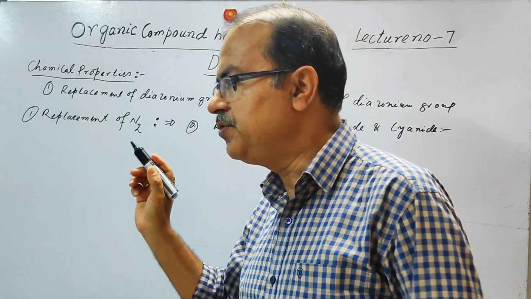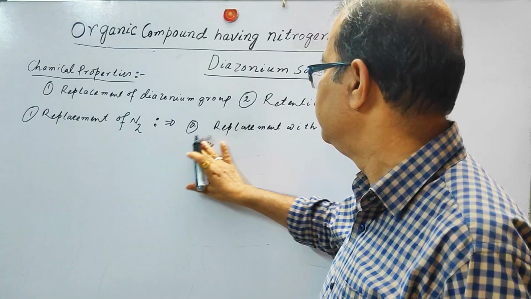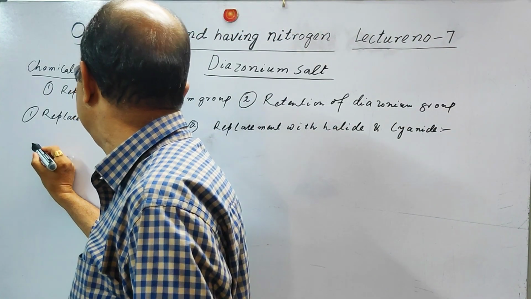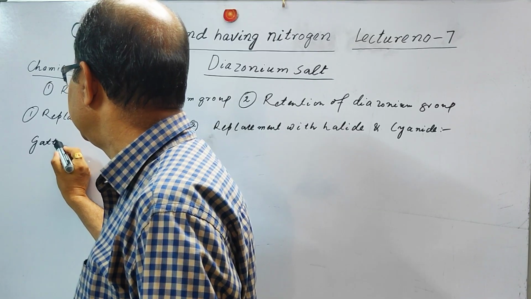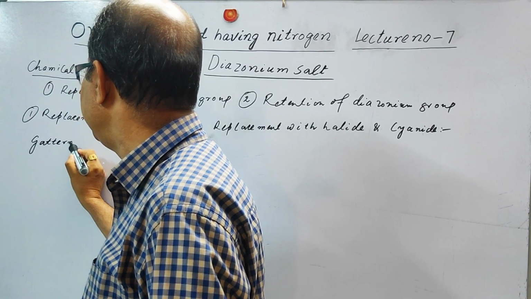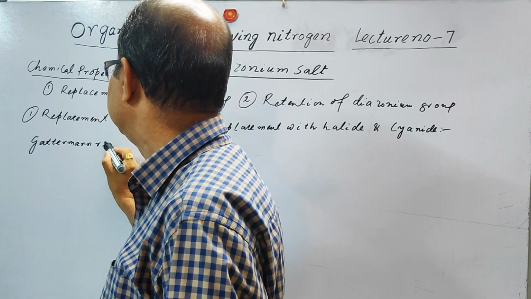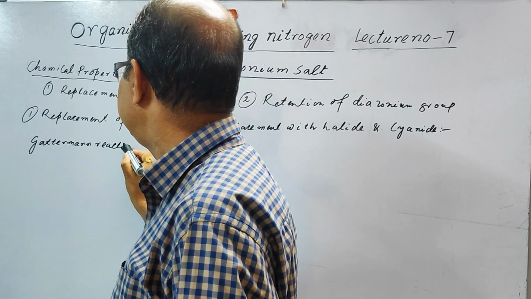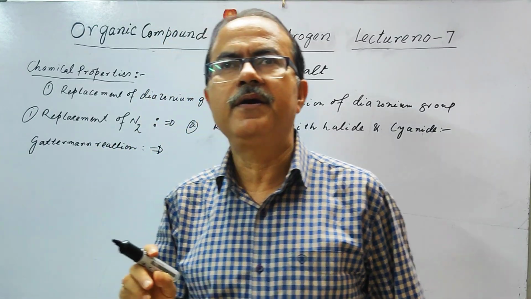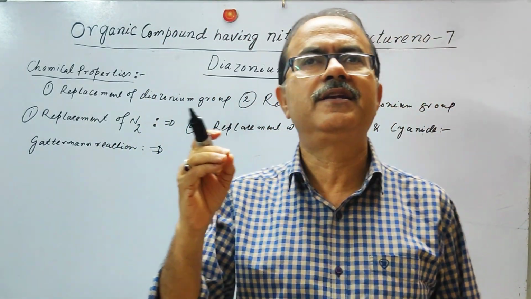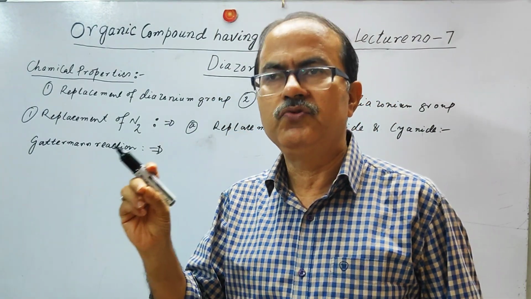Here there are two reactions that you can see. One is the Gattermann reaction. The Gattermann reaction is carried out in the presence of copper powder. When a halogen acid is reacted with the diazonium salt, it is going to replace the appropriate halogen.